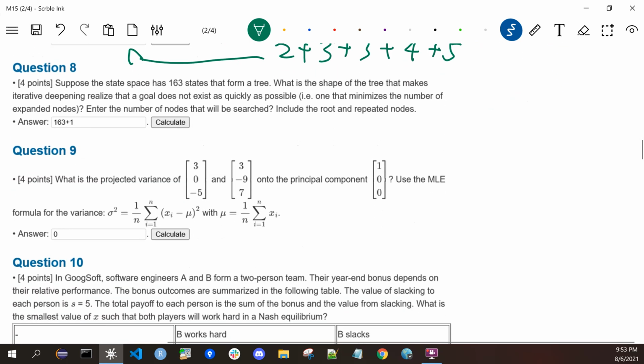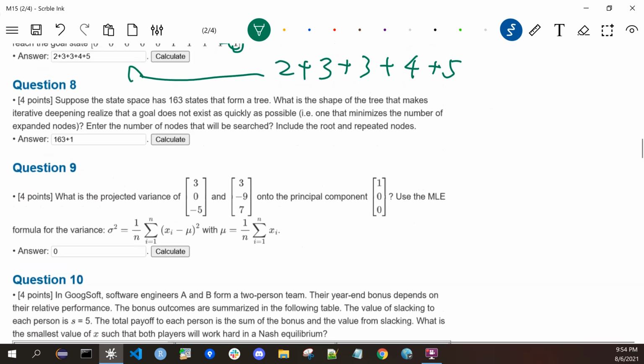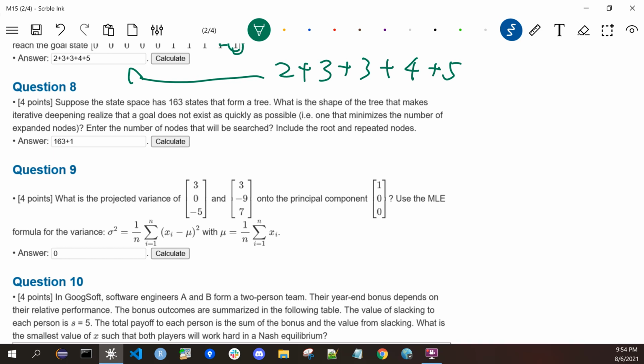Okay. Moving on to the next one, the question is, we can have any shape we want, and we need to search through everything. So we want to minimize the number of steps for IDS. So for BFS and DFS, it doesn't matter. I just search through all the states once.